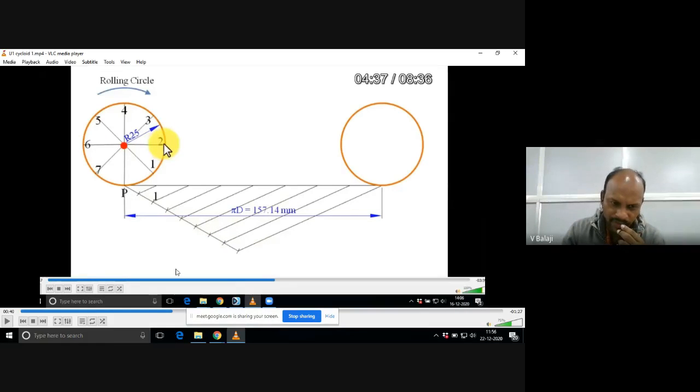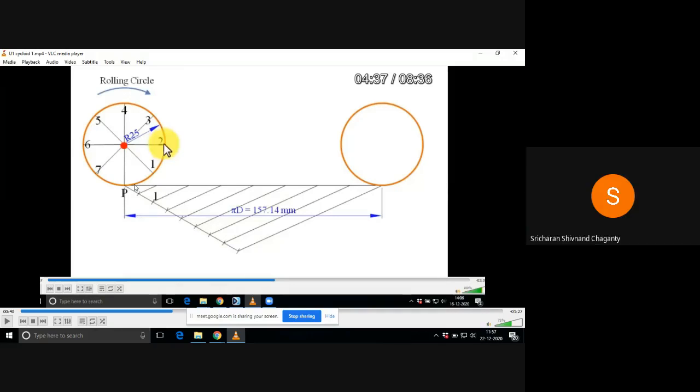Now you can verify the distance: there are 8 equal parts. The pi d length is divided on this straight line into 8 equal parts. 1, 2, 3, 4, 5, 6, 7, 8. Even if you measure with the scale, the distance must be the same. Sir, the distance will be the same.